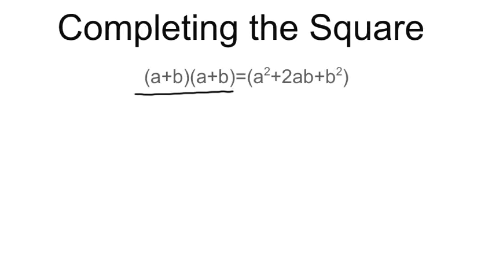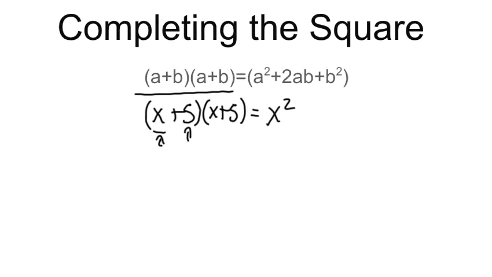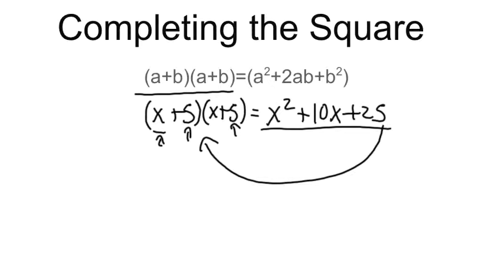Whenever we're multiplying the same thing, like x plus 5 times x plus 5, we get our first term, in this case x squared. Our second term is our first term, x, times our second term, 5, so that's 5x times 2, which is 10x. And then our last term is b times b, which in this case is 5 times 5, so that's 25. Now, when we see this pattern, we can undo it and understand that this is going to lead us back to here.